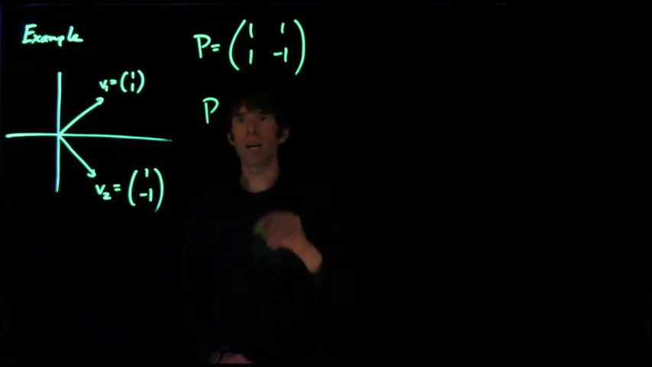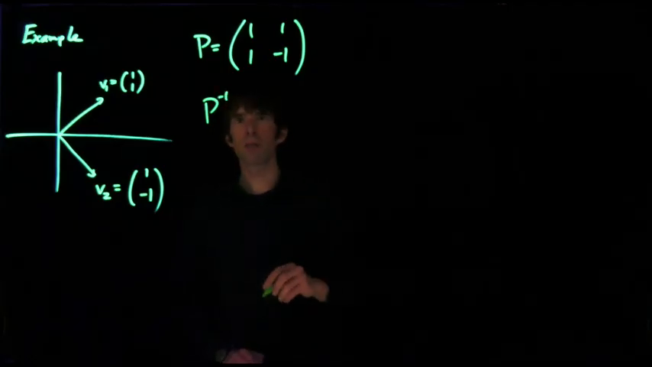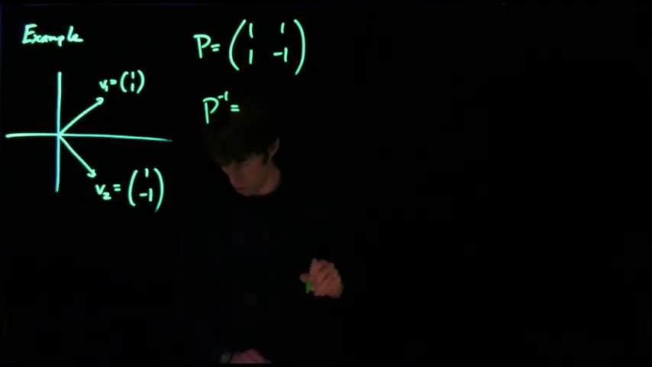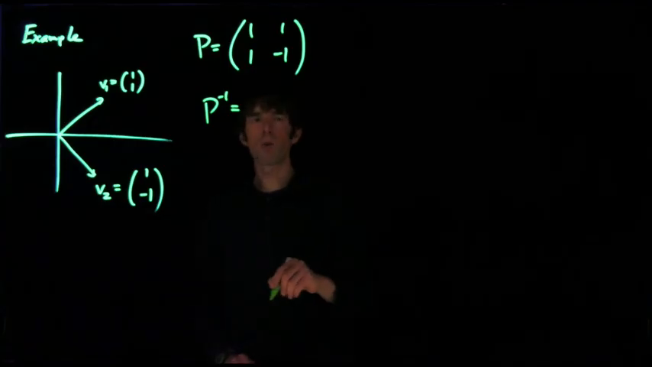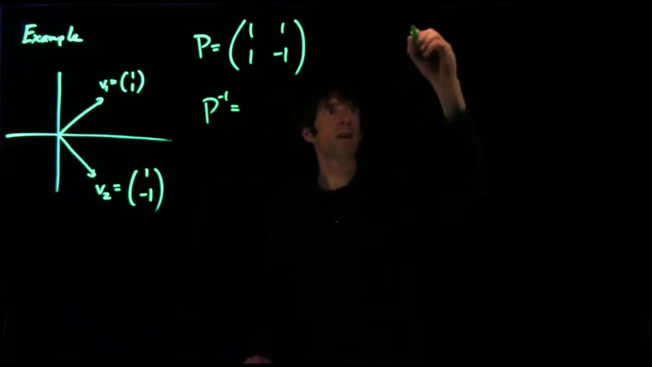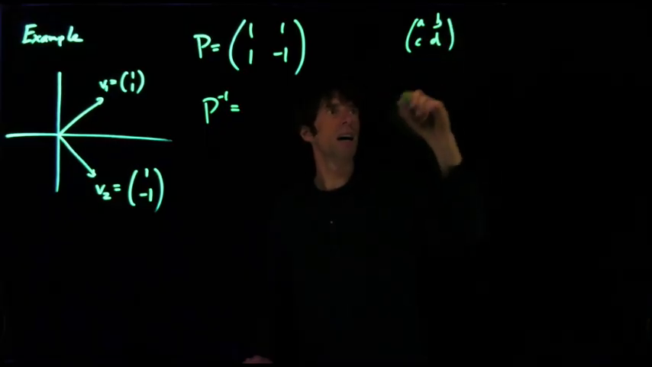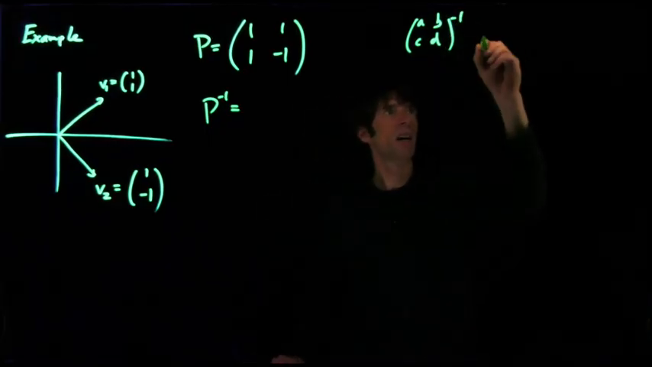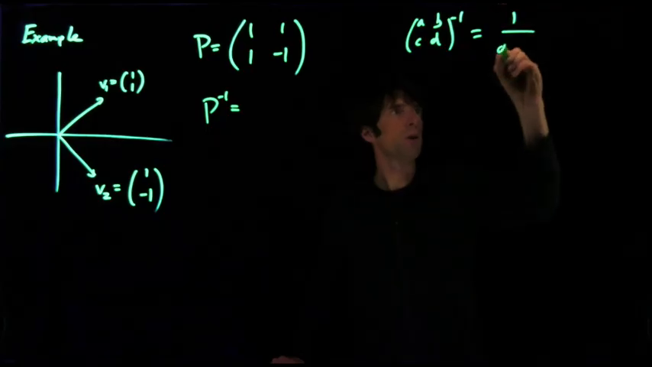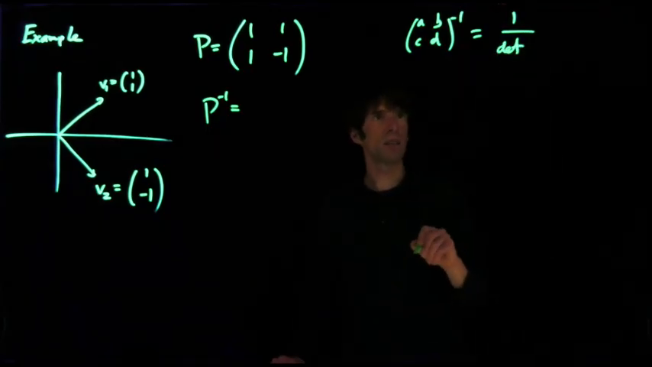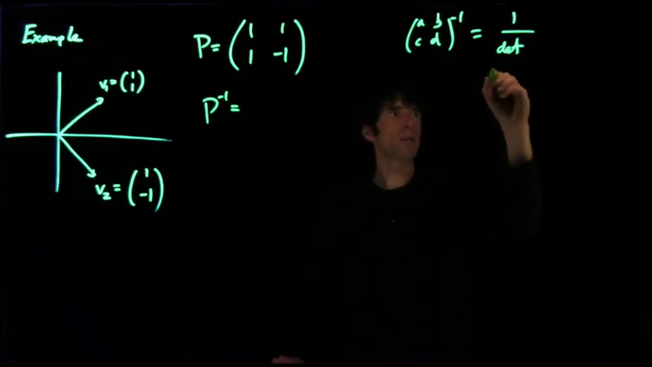Before we check, I need to work out the inverse. So P inverse is equal to, I gave you the formula before. So if I have a matrix A, B, C, D, and I want to take the inverse, I need 1 over the determinant of this thing, which was AD minus BC.